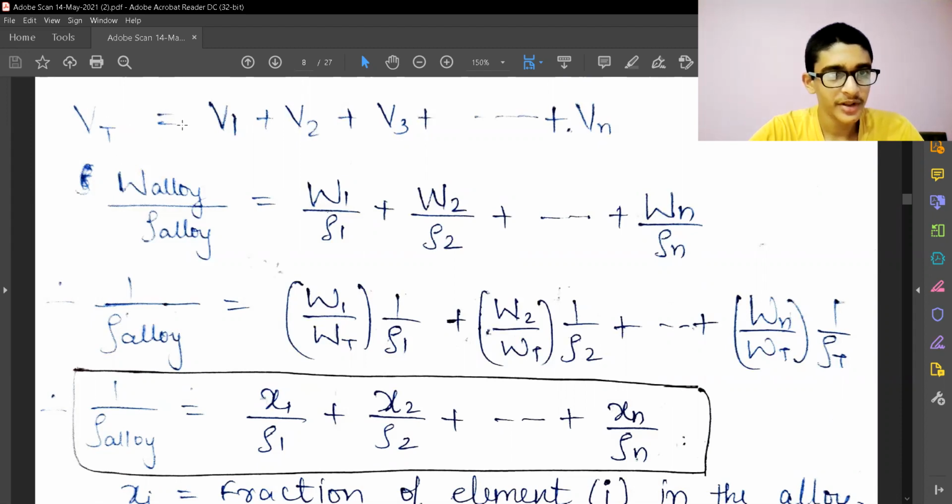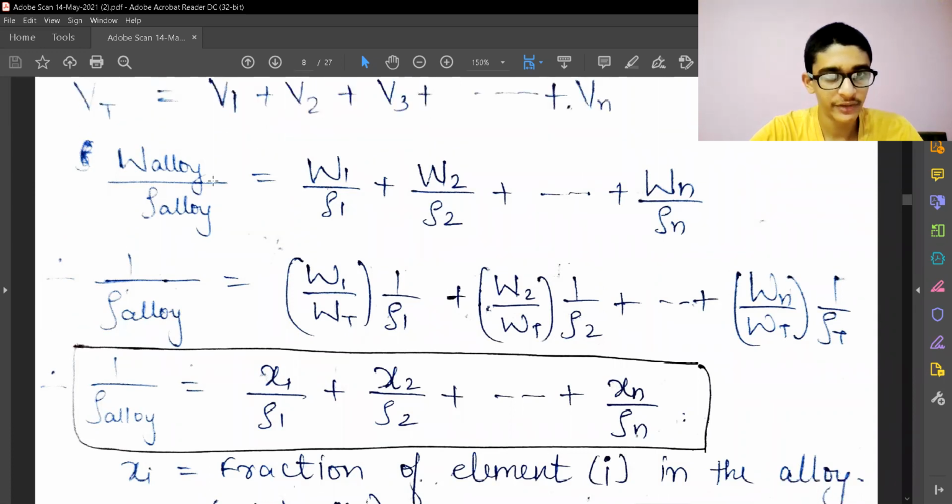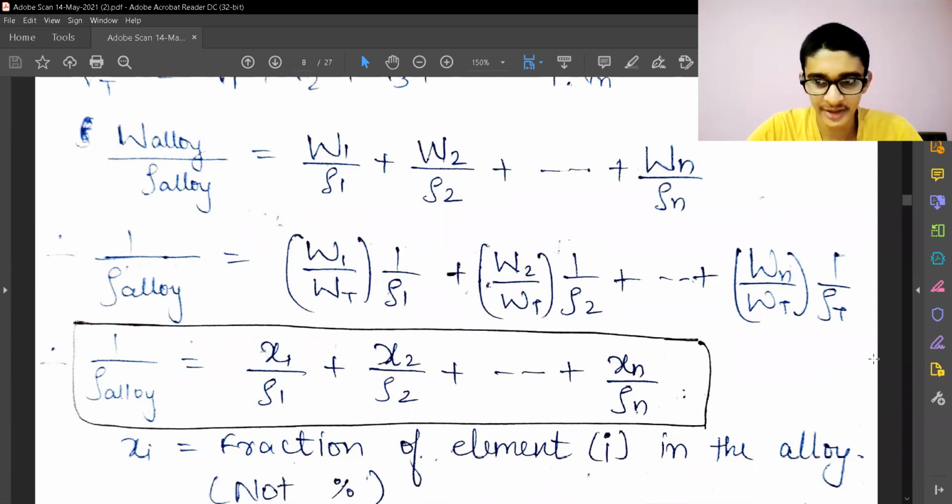The total volume is the summation of the different volumes, and the volume is the weight divided by density. So weight means mass by density. I have written the mass by density for each of the elements, and then I'm going to divide by the weight of the alloy, the total weight, on both sides. What I get on the left hand side is 1 upon rho alloy. That is what I want to find. And the RHS gives me the formula.